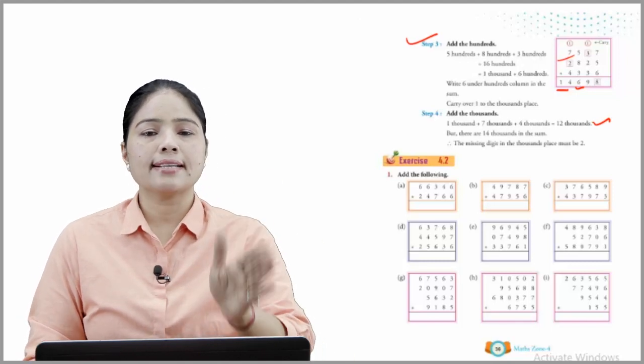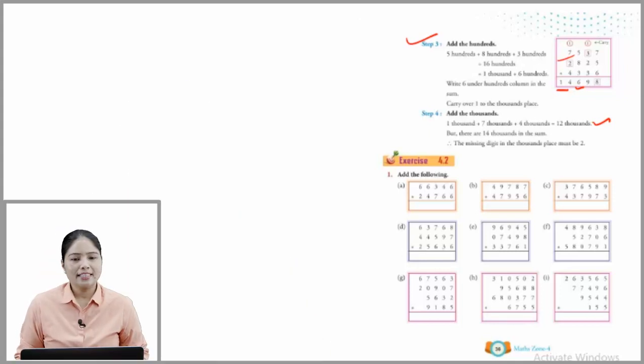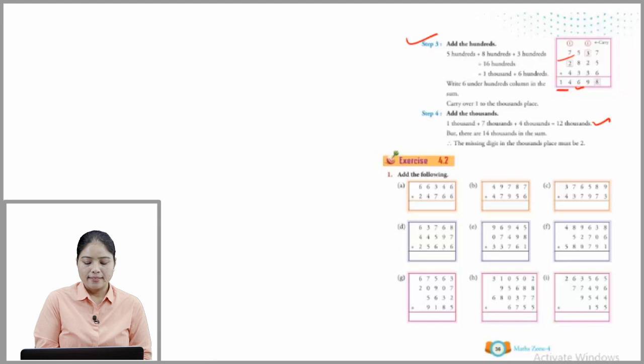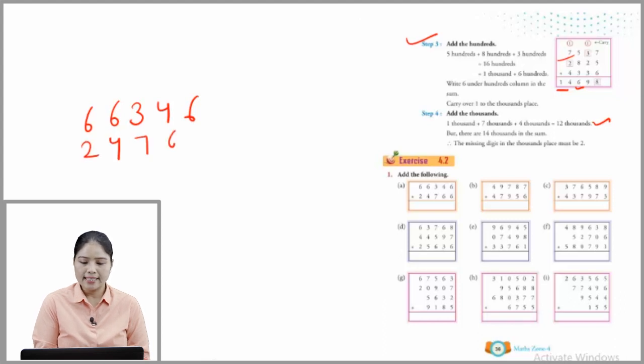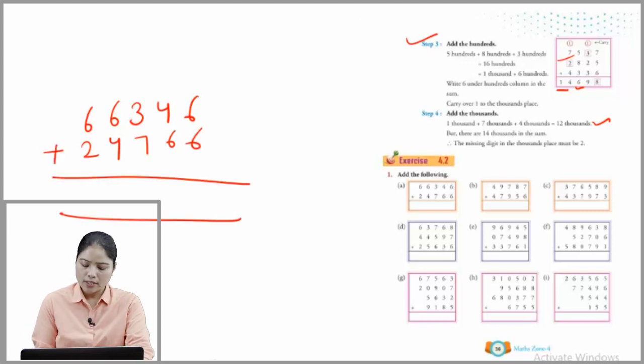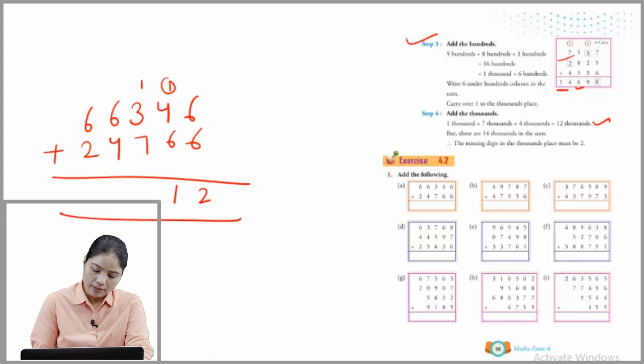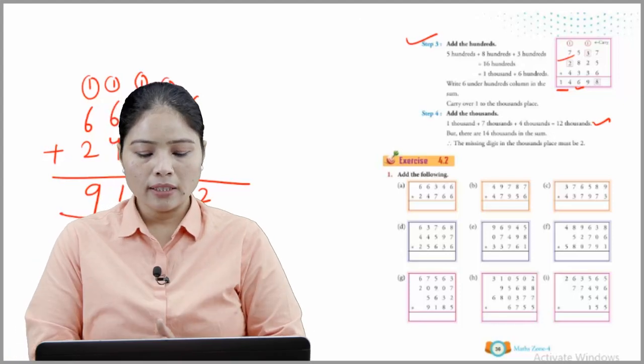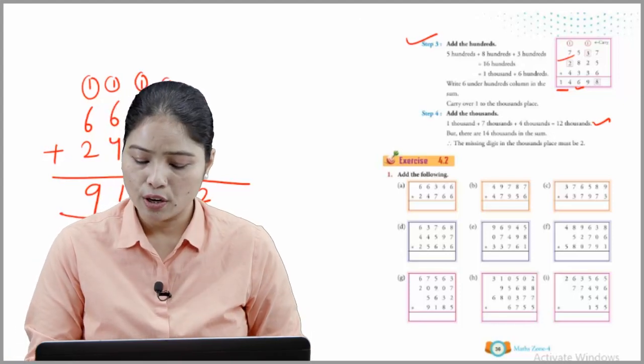So now move on exercise 4.2. Add the following. First one is given 6, 6, 3, 4 and 6. Second one is given 2, 4, 7, 6, 6. Okay. So add both the numbers. So 6 और 6 12 का 2, carry 1, 6 4 10 और 1 11 का 1, carry 1, 7 और 3 10 और 1 कैरी 1, 6 4 10 और 1 कैरी 1, 6 और 2 8 और 1 9. Okay, so 91,112 is the answer of that one.